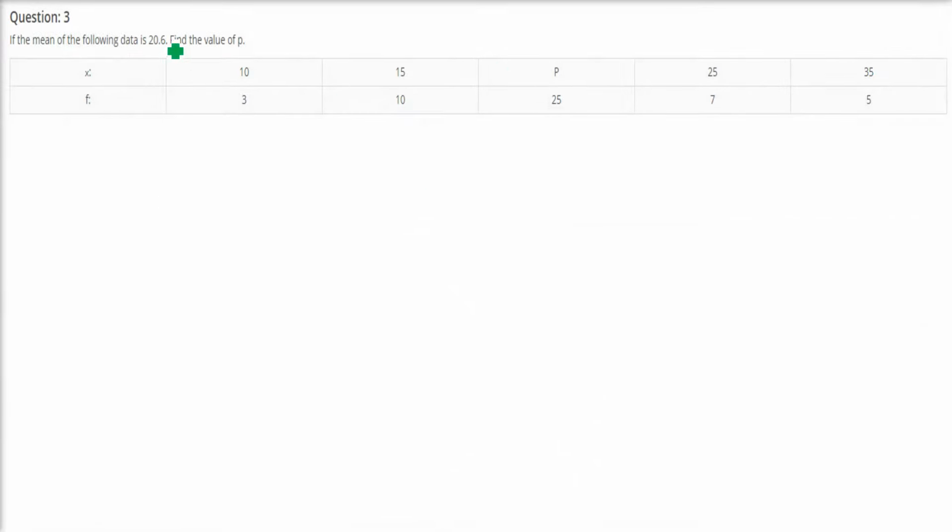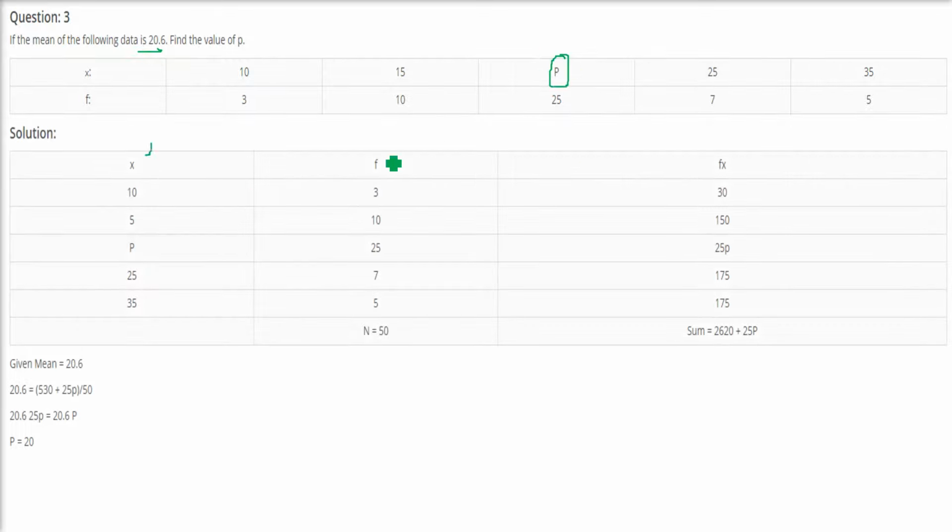Now here the mean is given and one value is missing. So we need to find out this missing value. So we have x and f, same thing we are going to do. 10 into 3, that is 30, like this. All these elements we are going to multiply like this. p and 25 will be 25p. Like 35 into 5 will be 175. So all these we have multiplied, corresponding elements under x and under f. And then we have added them.